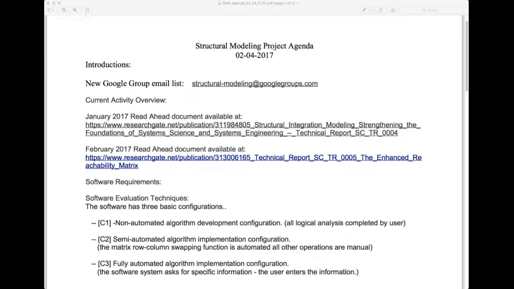We have a number of things to talk about today. We have the agenda up. I think everybody can see that.